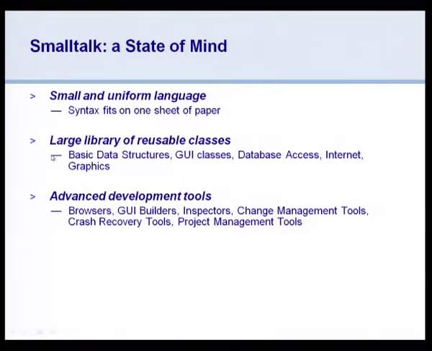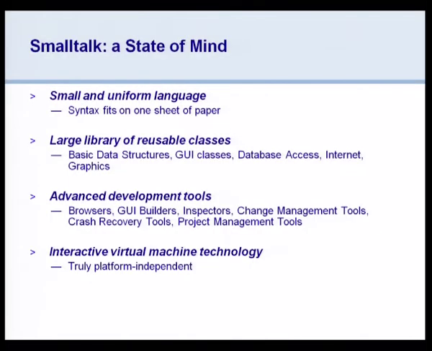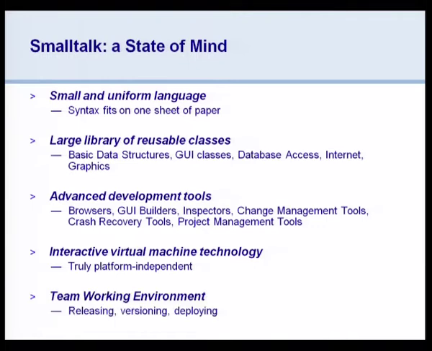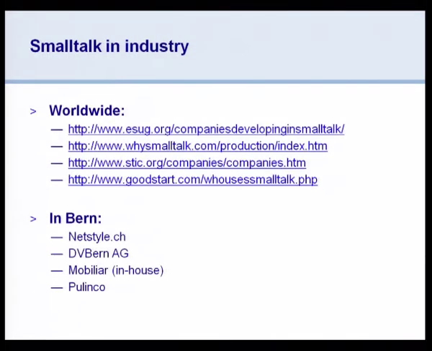So, please see, one page of a language, a uniform, simple language called Smalltalk has resulted in building large libraries, advanced development tools, interactive virtual machine technology. Akin to what is called the Java virtual machine, this is very good technology, team working. Worldwide there are so many resources, everywhere you go. My choice is Pharo, it has been very useful.